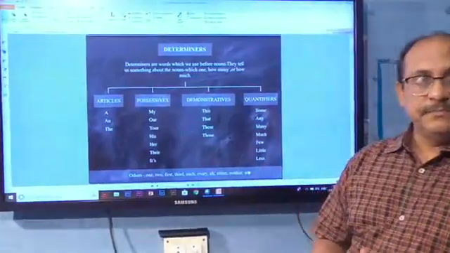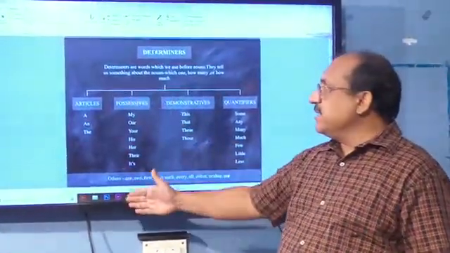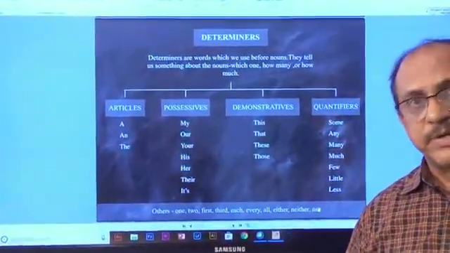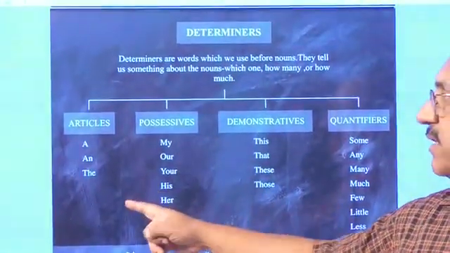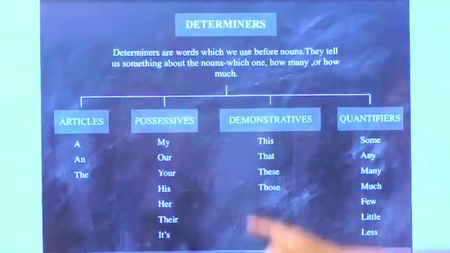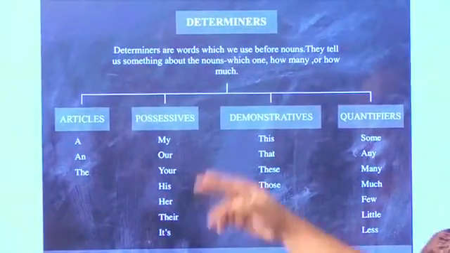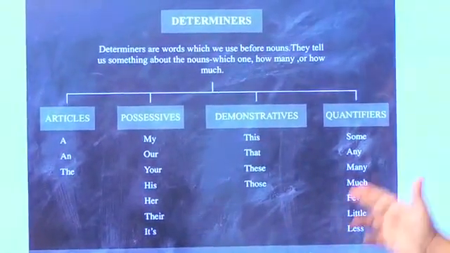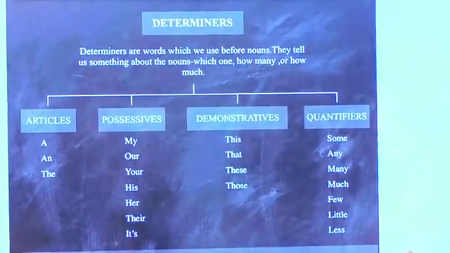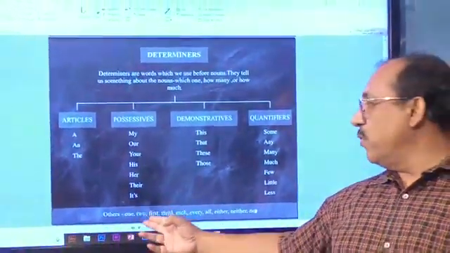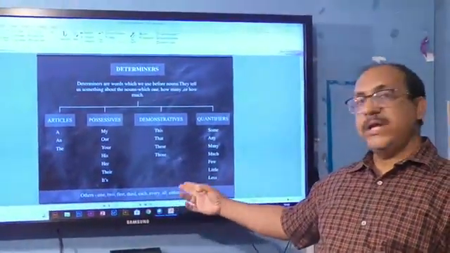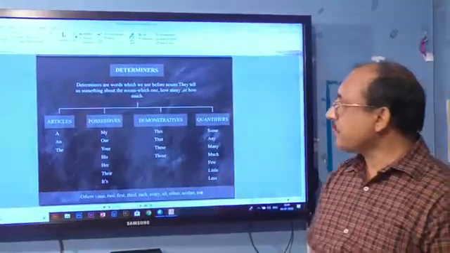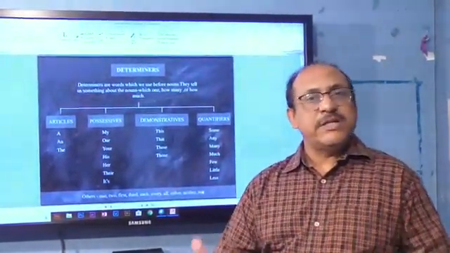Determiner is a broad term, and articles, possessives, demonstratives and quantifiers fall under determiners. A and the are articles. My, our, your, his, her, its are possessives. This, that, these, those are demonstratives. Some, any, many, much, few, little, less. And some others are one, two, first, third, each, every, all, either, neither. All are determiners.